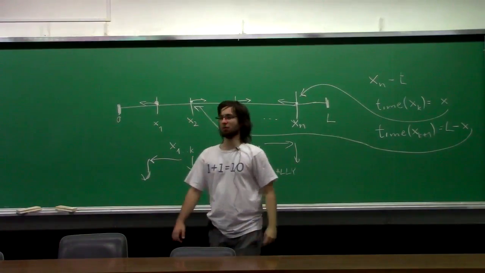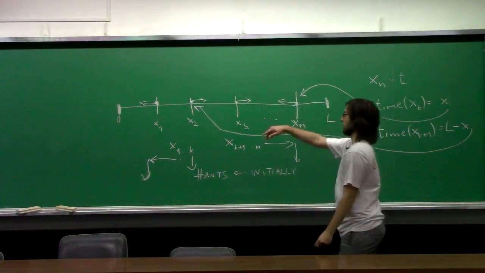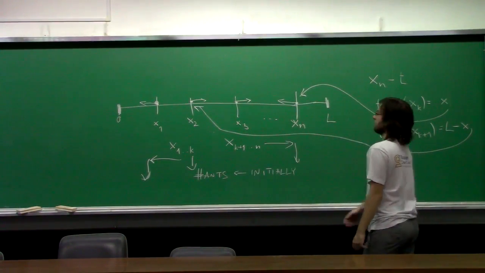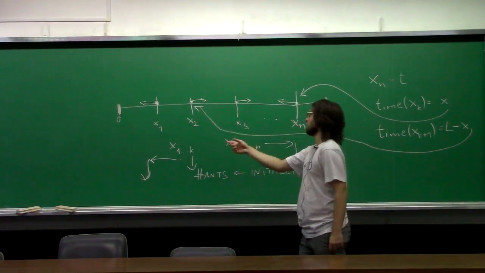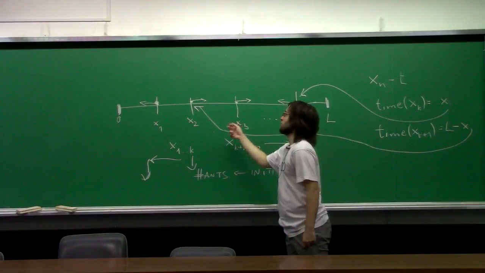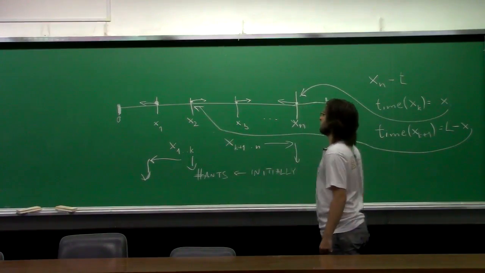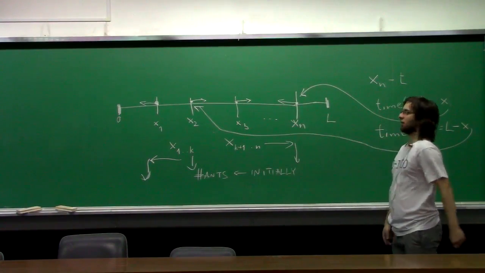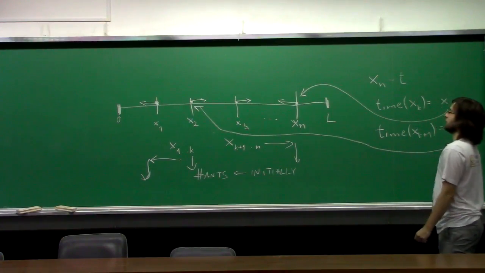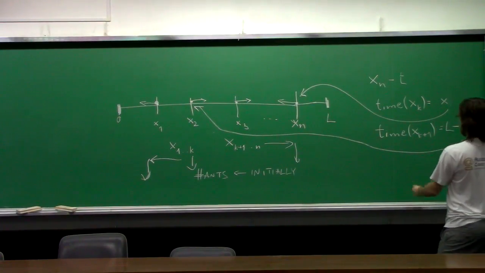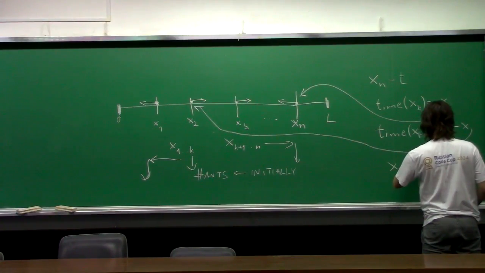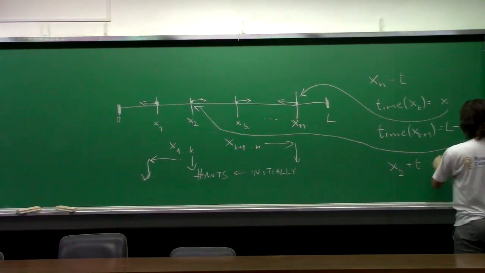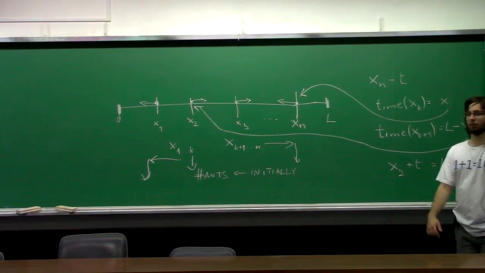For example, here it would be ant x2. It is a symmetric argument: we have the first ant that moves to the right that never collides with any ant. So there is always the first ant that moves to the right, and at time t it has coordinate, in this case, x2 plus t, and we are looking for the time when this is equal to L.